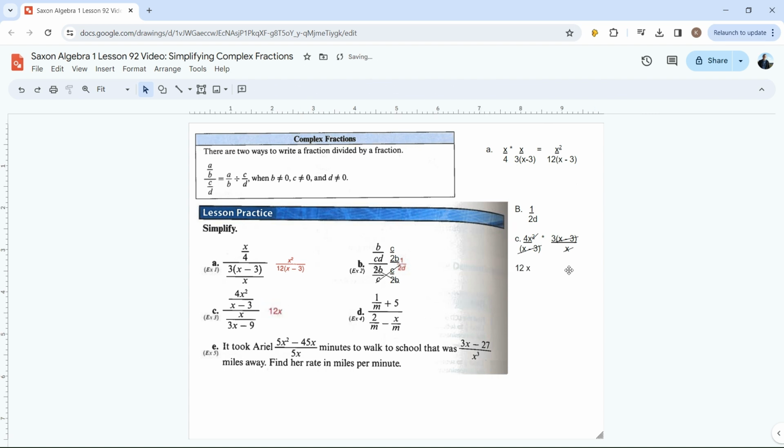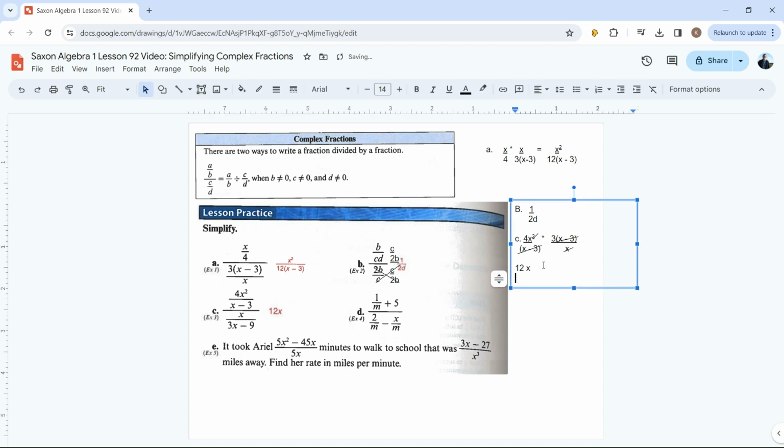There it is. And then finally, letter D. In letter D, I have a pretty deep complex fraction here. Notice that on top, I have a fraction plus something, and then I have a fraction minus something on the bottom. It would really be nice if this was in the same form as letter A, where I have just one fraction on top. My entire term is a fraction on top, and my entire term is a fraction on the bottom.